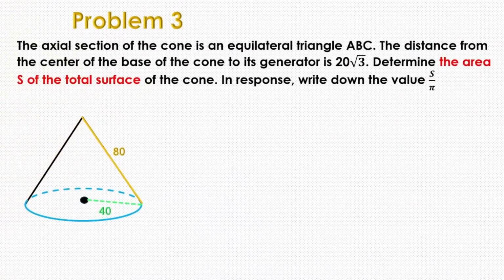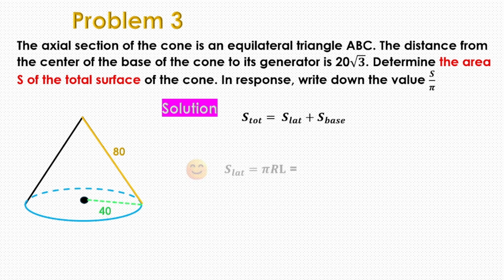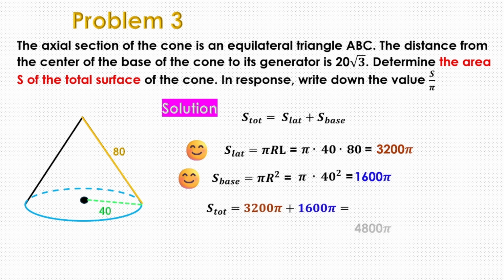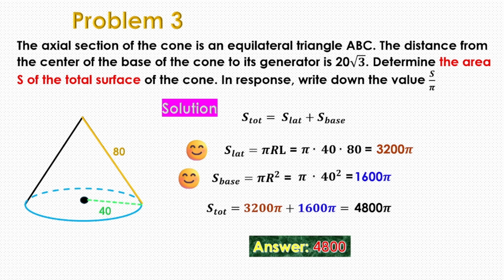Next, we find the lateral surface area of the cone using the given data, and then we will find the area of the base, which is equal to 1,600 pi, and we will substitute the found values into the original formula, and we will have that the area of the full surface of the cone is equal to 4,800 pi. But our answer is 4,800.